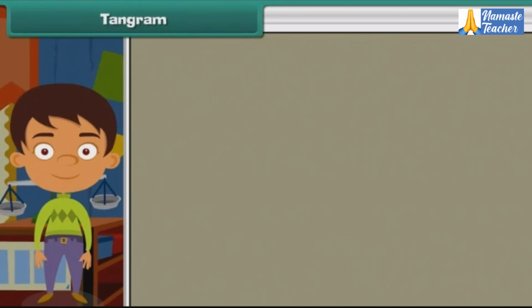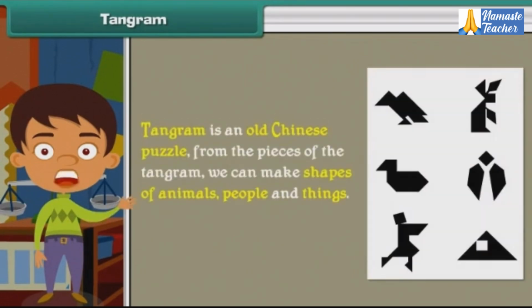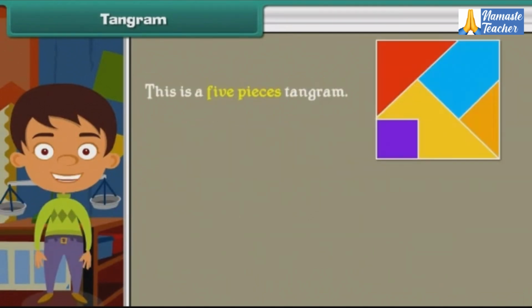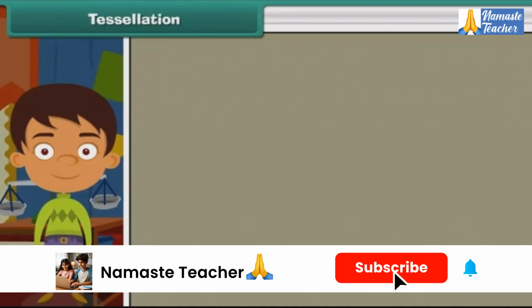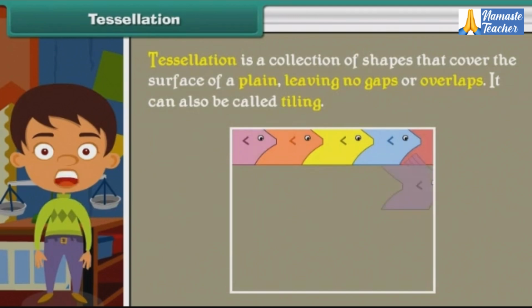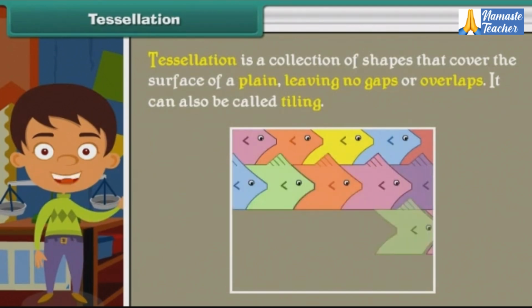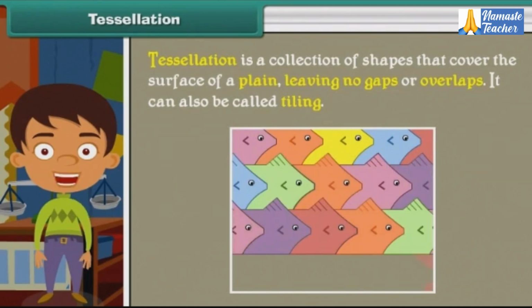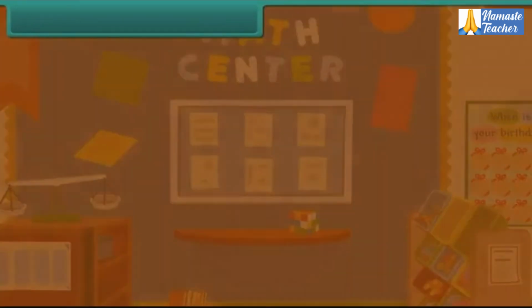Tangram. Tangram is an old Chinese puzzle. From the pieces of the tangram, we can make shapes of animals, people, and things. This is a 5 pieces tangram. Tessellation. Tessellation is a collection of shapes that cover the surface of a plane, leaving no gaps or overlaps. It can also be called tiling.